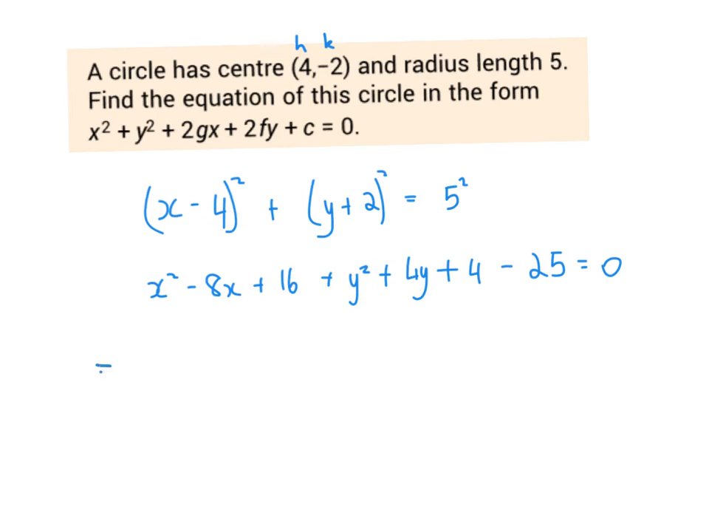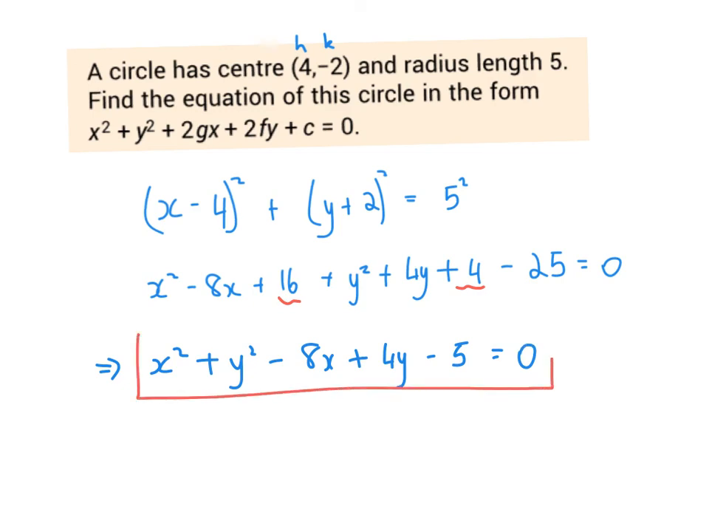So the hierarchy of powers first, I suppose. x squared plus y squared minus 8x plus 4y. And now here we have 16 plus 4 is 20. Minus 25 gives us minus 5 equal to 0. And that's our equation written in the required form. Okay, so make sure we get all these notes written into your copy.